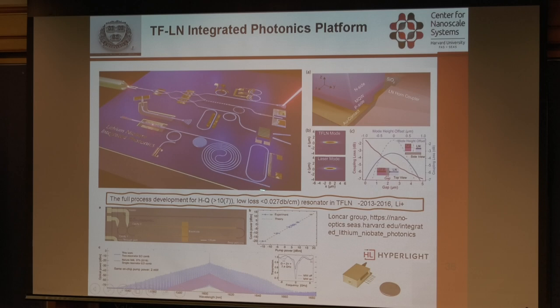Because of this process, other emitters, switches, modulators, and comb structures are enabled in CNS. Now they are moving on to build this platform and also integrate it with diamond, the color center emitter or repeater, and integrate them together. That's the direction we're pushing for the following 5 years.